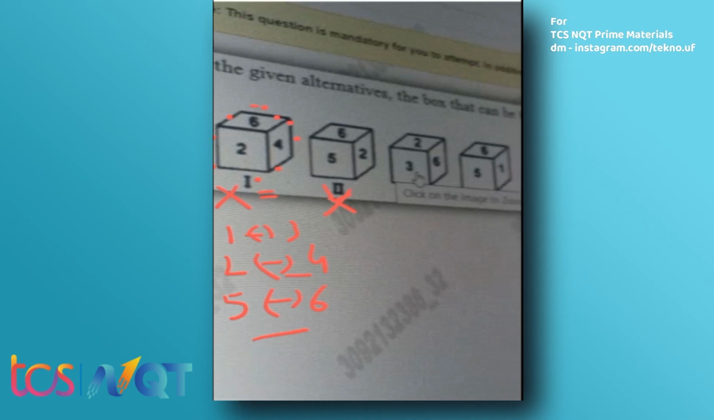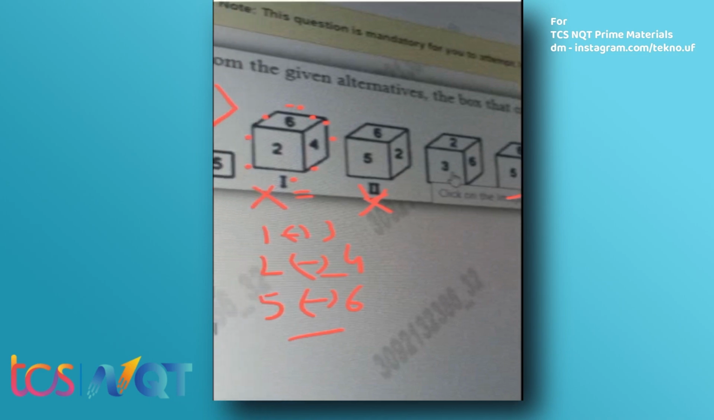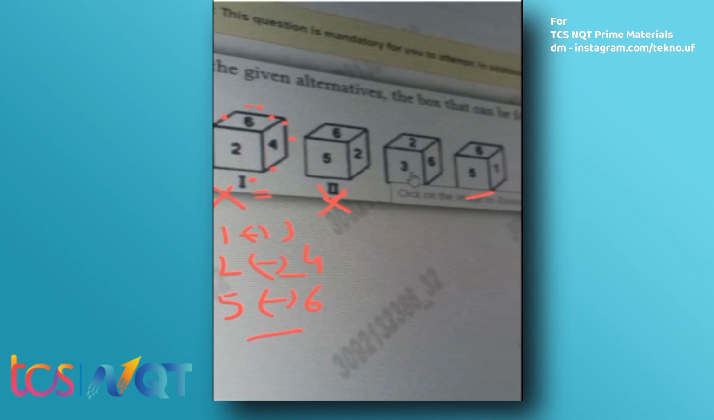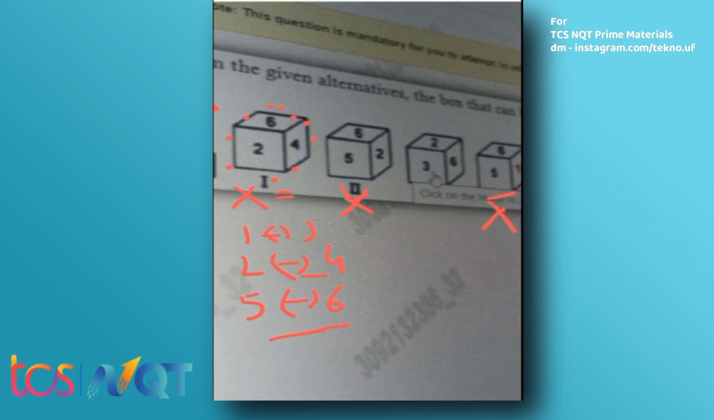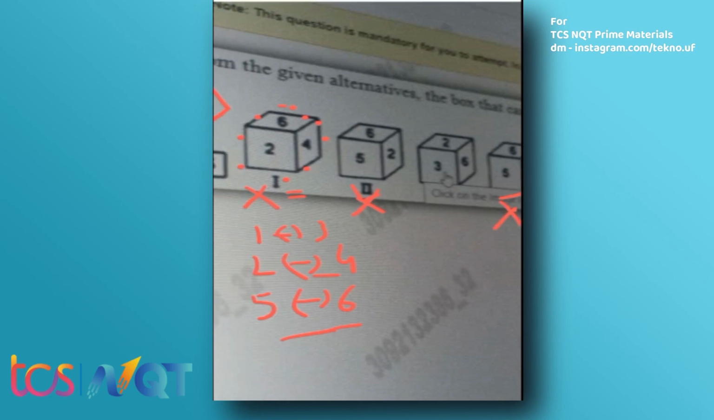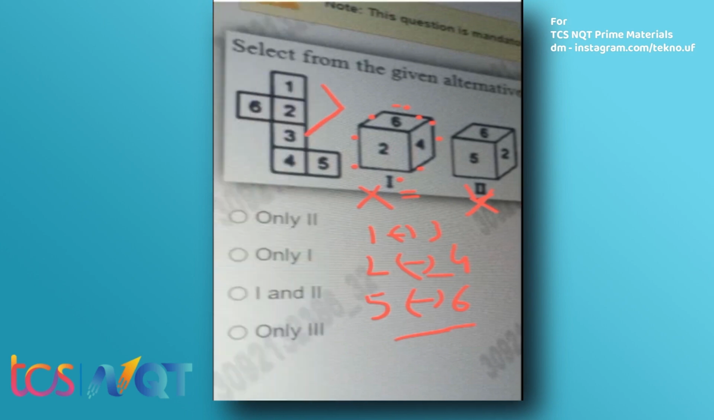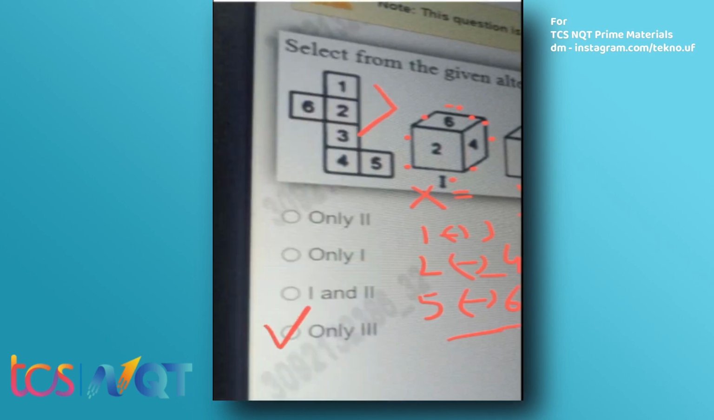And 2, 3, 6, and in this case 2, 1, 5, 6. So 1, 5, 6, is this possible? No, because 5 and 6 are opposite, so this is also eliminated. So we are only left with the third cube, the third dice. So only 3 will be the correct answer. I hope you understood. Let's go to the next problem.